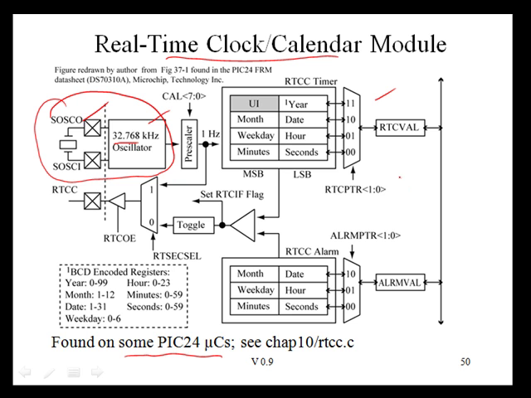You may recognize that number as being 2 to the 15th. This means that a 16-bit counter would wrap around every 2 seconds, or a 15-bit counter would wrap around every second. This particular oscillator frequency is critical in real-time clock calendar keeping. For more information on how to use this particular module, you can see chapter 10 RTCC.C.